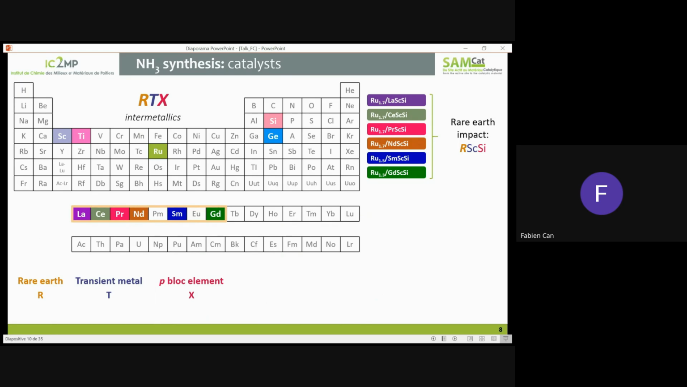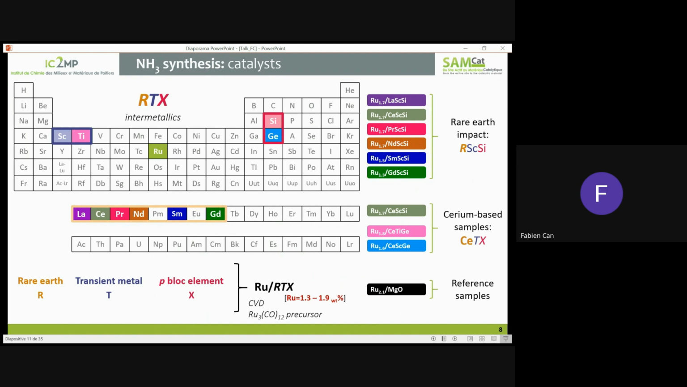So in this case, the T and X elements are fixed to scandium and silicon, and we change the rare earth element from the lanthanide series, from lanthanum to gadolinium. After that we will have another set of experiments, and in this case we do the opposite. We fix the rare earth element to cerium, and we substitute the T element from scandium to titanium, or the p-block element from silicon to germanium. Finally, these samples were compared to a reference one, based on ruthenium supported on a basic oxide such as MgO.